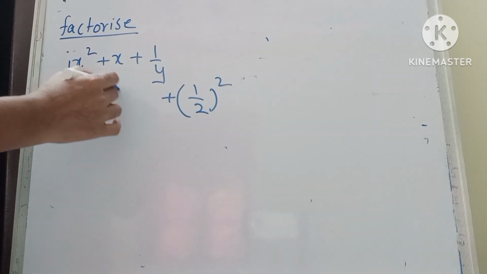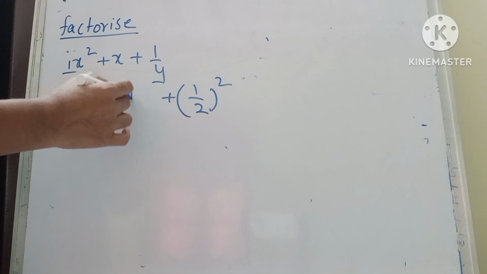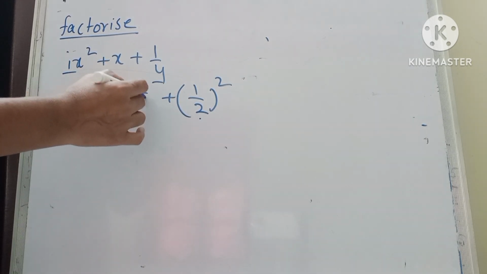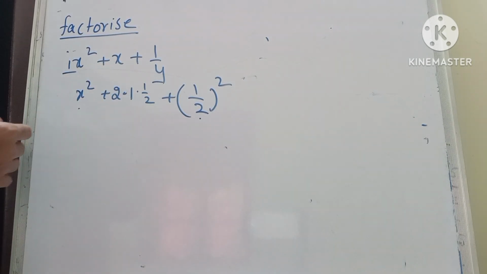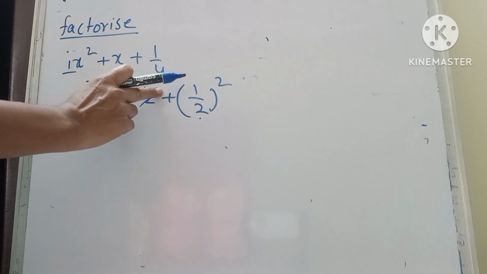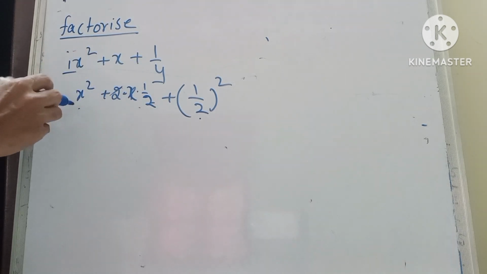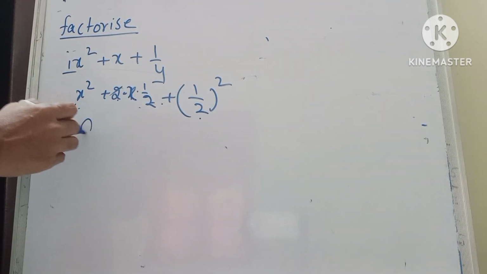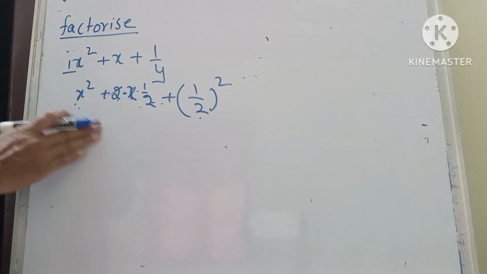A square, b square. In the middle, 2 times a is 1 and b is 1 by 2. Sorry, 2 times x, this is. 2 times x. So 2 cancel out, then we get the same after cancel out. So can we write, this is in the form of a square plus 2ab plus b square. Then its factors are a plus b into a plus b.